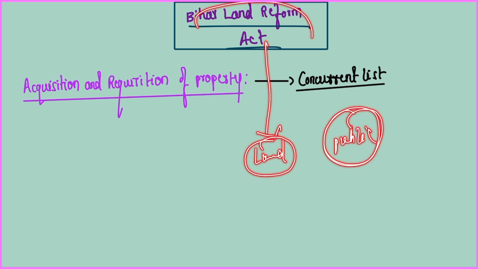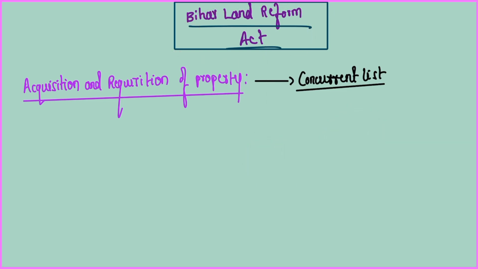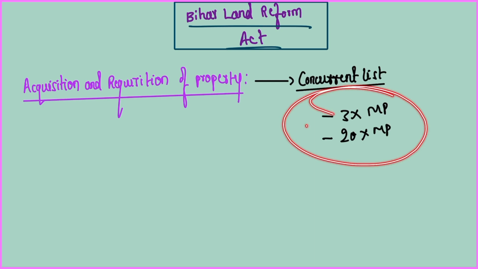Now, in this act, the Bihar legislature has said that if the land of big zamindars is taken away, then big zamindars will be given compensation which is 3 times the market price. However, if the land of small farmers is taken away, then small farmers will get compensation which is 20 times the market price. Now, zamindars took this to the Patna High Court.